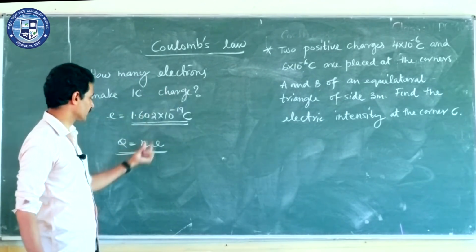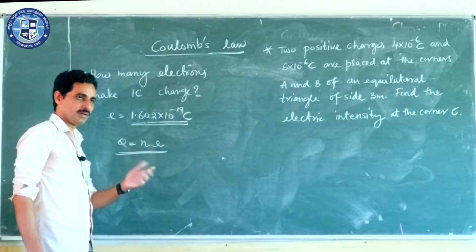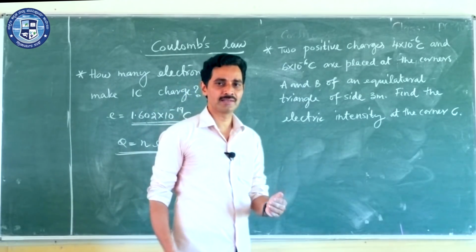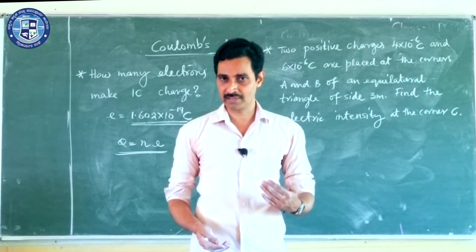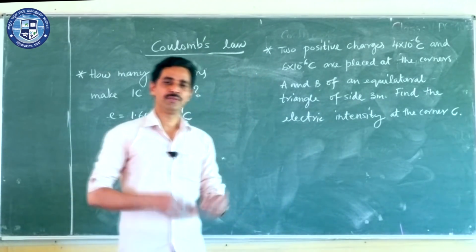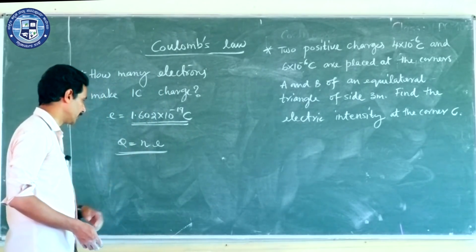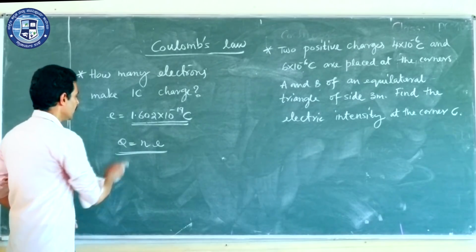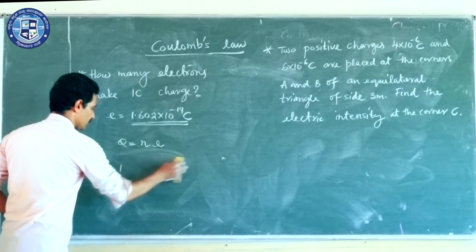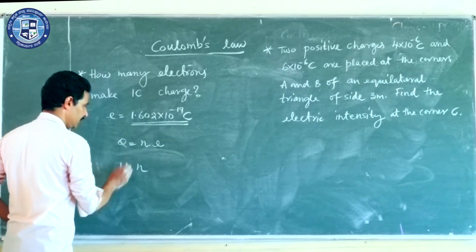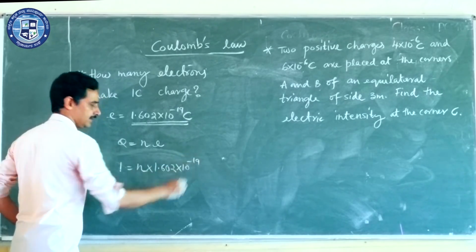How many electrons, N, make 1 Coulomb of charge? Q is 1. We know the charge of each electron. If each mango weighs 50 grams, how many mangoes are required to make 500 grams? Definitely 10, because 50 added 10 times makes 500. Similarly here, N is how much? Substituting, Q needed is 1 Coulomb, N is the unknown, and the charge of each electron is 1.602 into 10 to the power minus 19.